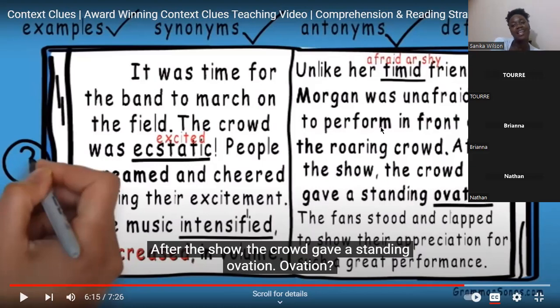Okay, so can anyone tell me the type of context clue that was used here? None of the boys want to answer. Brianna, do you want to answer? Torres, what do we got? Not Brianna. Nathan, Torres, go ahead. One of the males, please.